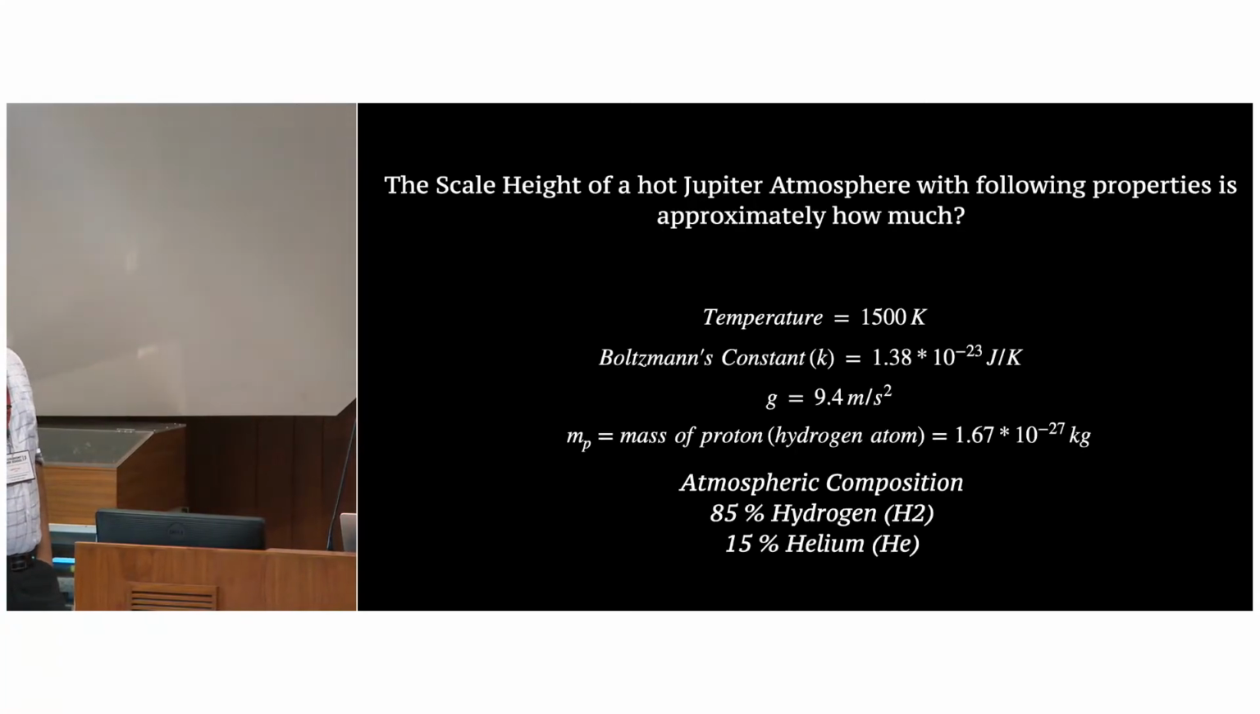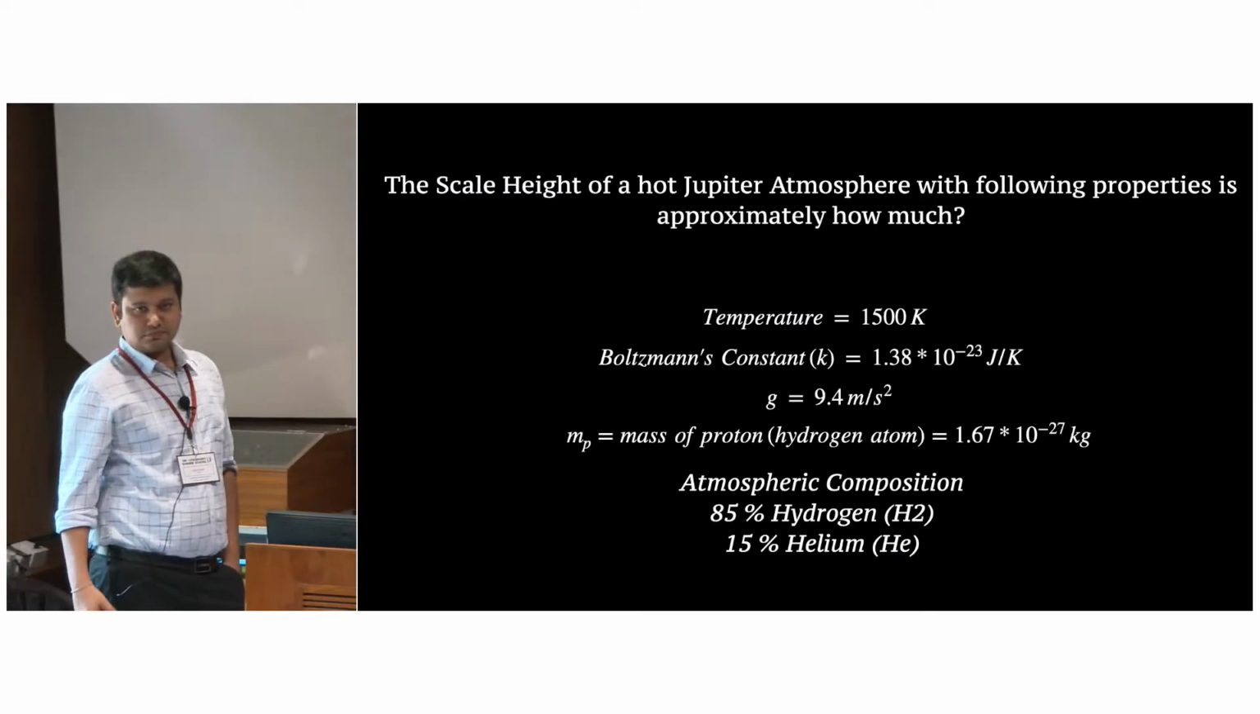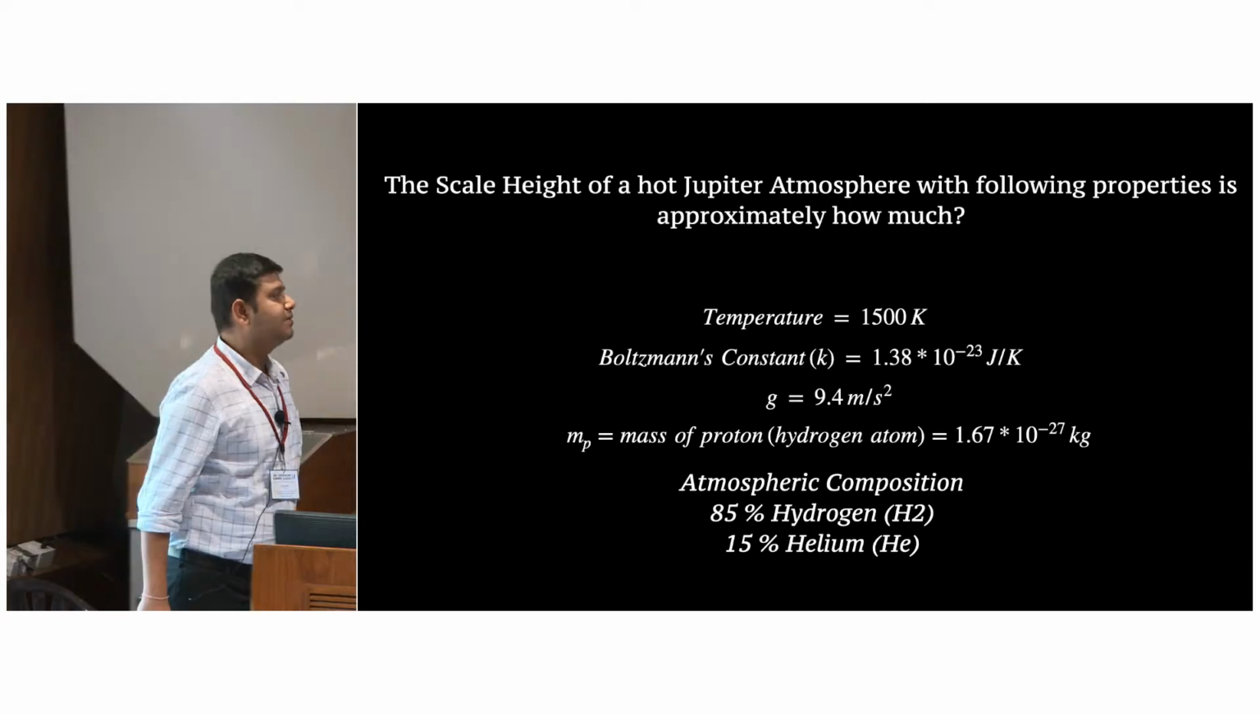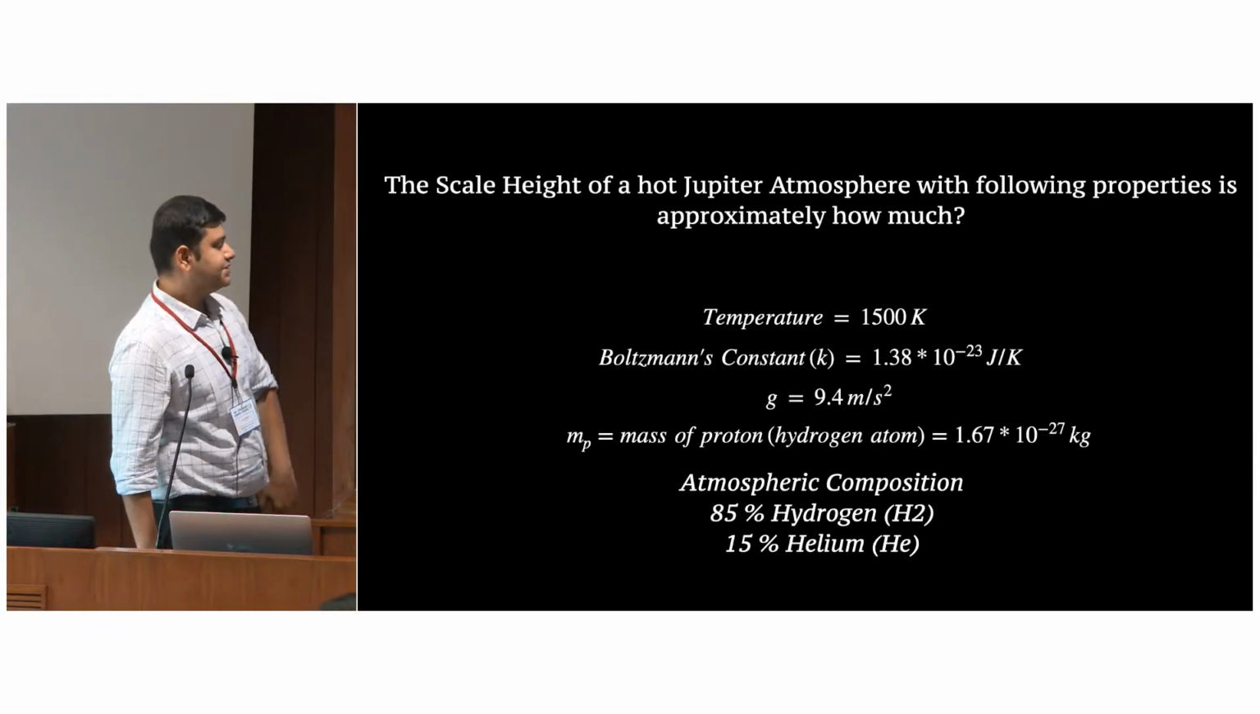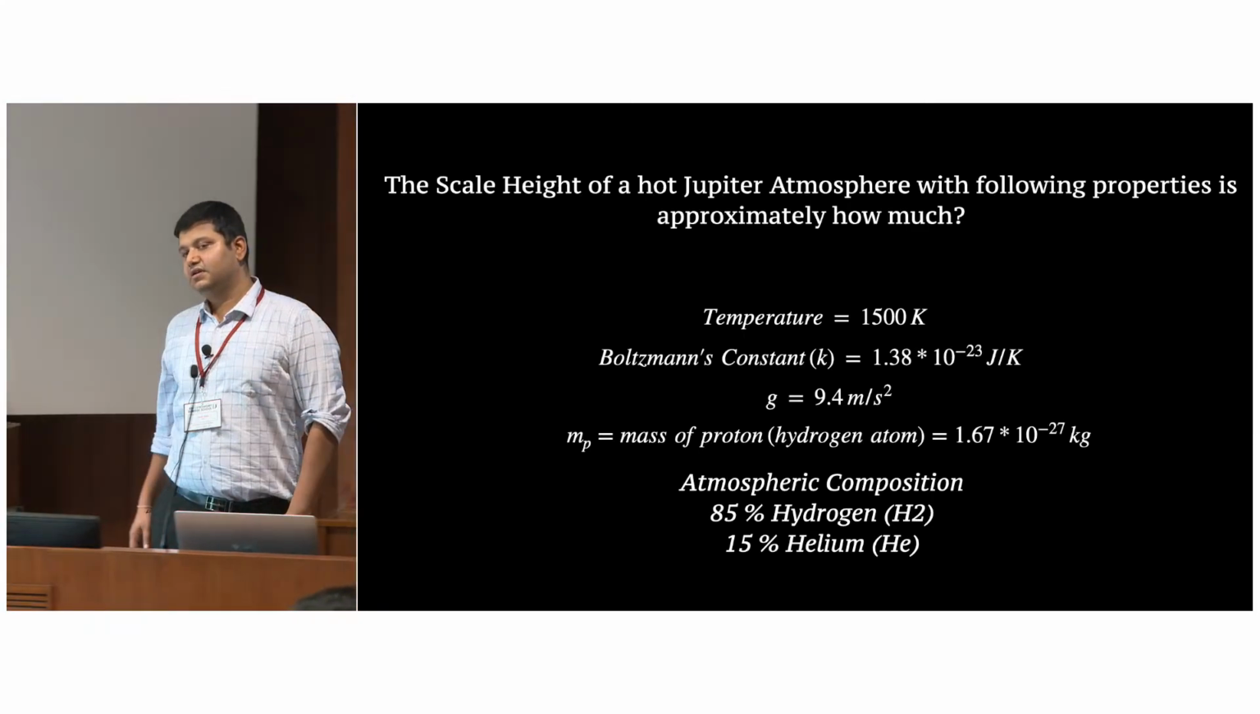So k is given to you, g is there, T also you have. The only thing you have to calculate is the mu. And here also I'm telling you it's hydrogen and helium. So 85% hydrogen, 15% helium.